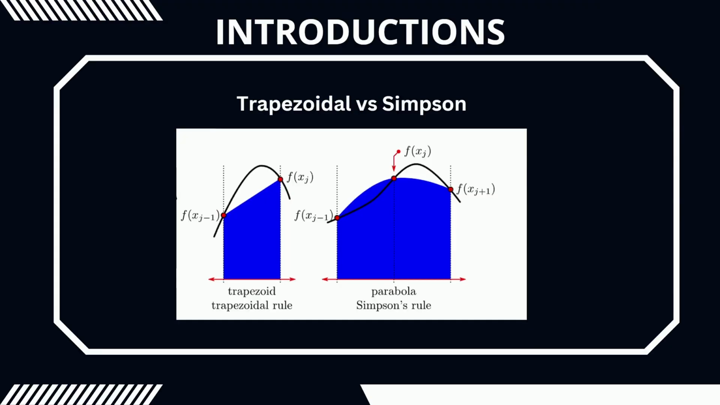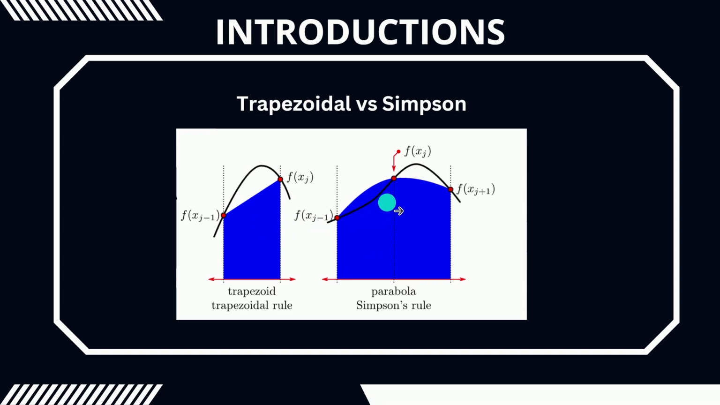As you can see in this slide, this is a comparison between trapezoidal versus Simpson. This is the basic idea of what we did in this numerical app. The trapezoidal rule approximates the area under a curve by dividing it into a series of trapezoids. The rule assumes that the curve between two consecutive points is a straight line, then calculates the area of each trapezoid and sums them up to obtain an estimate of the integral.